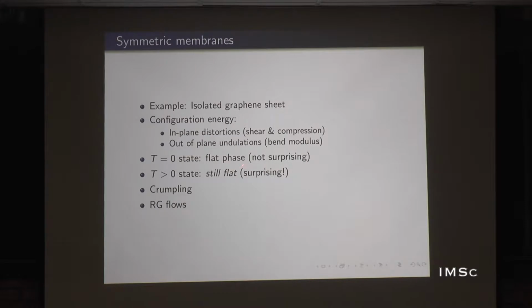So, T equal to 0 is a flat phase, which is not surprising because every distortion costs a positive energy. At T equal to 0 there should be no distortion, and so the flat state is the ground state of the system. The surprising fact is that the finite temperature state is still a flat phase unless the temperature is raised to a very high degree. So, there is a finite temperature flat phase, which is a surprising piece of physics coming from the symmetric membranes. And then there is a possibility of crumpling at very high temperature.